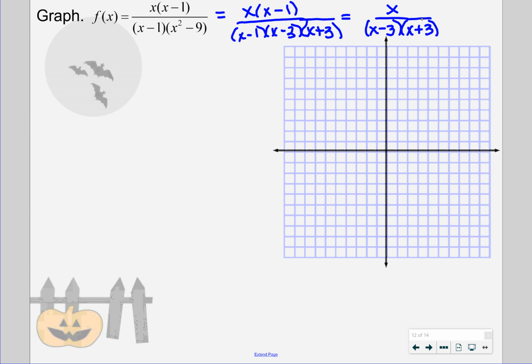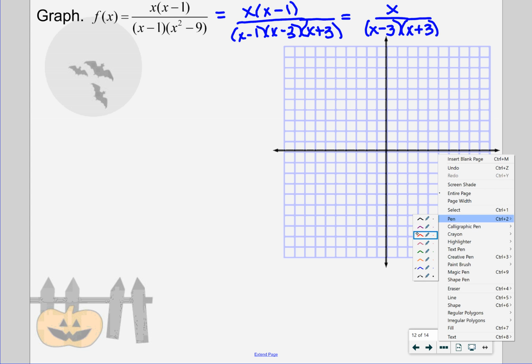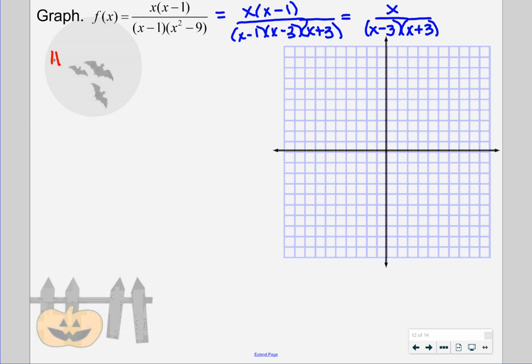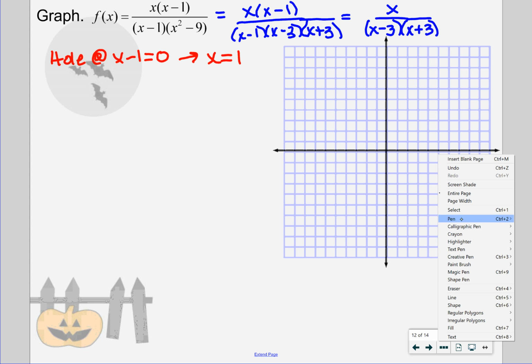Okay. That also means at that x minus 1, if I set that equal to 0, we're going to get a hole in the graph. And we'll graph the hole at the very end. The hole appears where x minus 1 equals 0. So at x equals 1, we'll have a hole in the graph. Okay? All right.